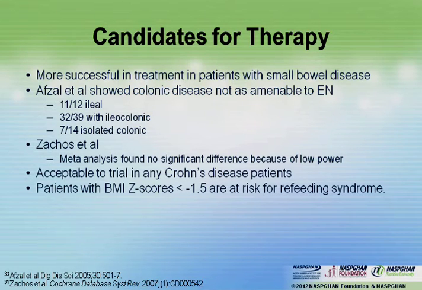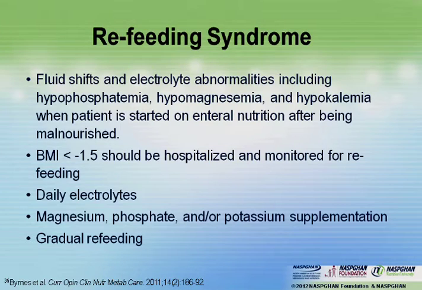When you're deciding to treat a patient with enteral nutrition, you also need to be concerned about refeeding syndrome, especially in patients whose BMIs may be less than -1.5. What's refeeding syndrome? They can have fluid shifts and electrolyte abnormalities, including low potassium, phosphate, and magnesium. It usually happens when a patient starts enteral nutrition after being malnourished for so long.